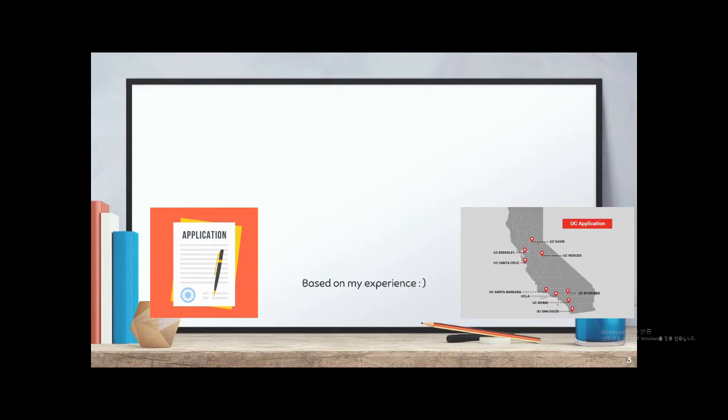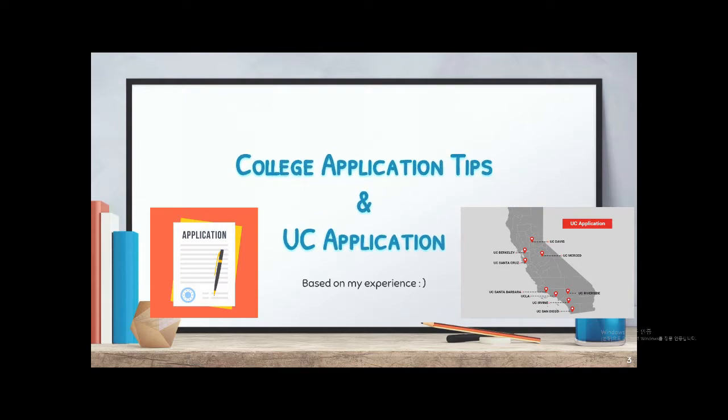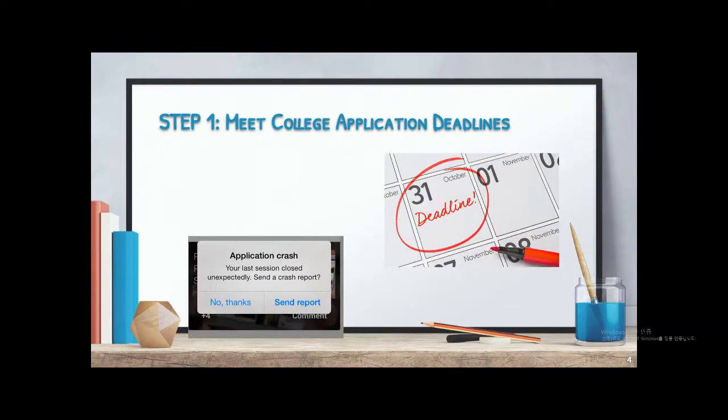For my main topic, I'm going to give you some college application tips and basic knowledge about the UC application, and all are based on my experience. Step 1, meet college application deadlines. This is the most important because you always need to be aware of every deadline.